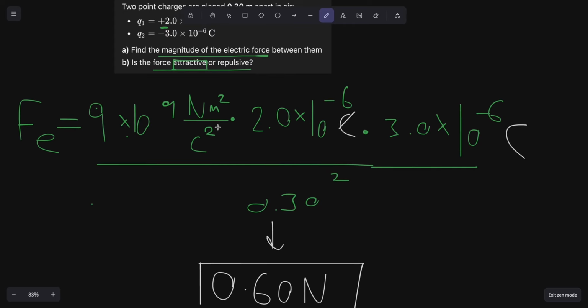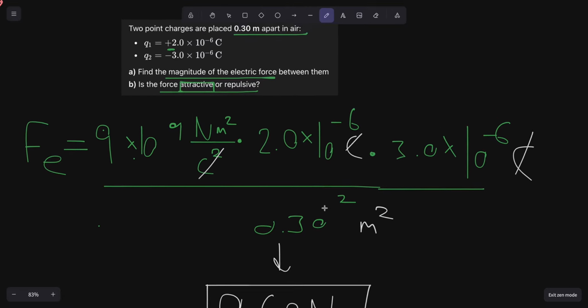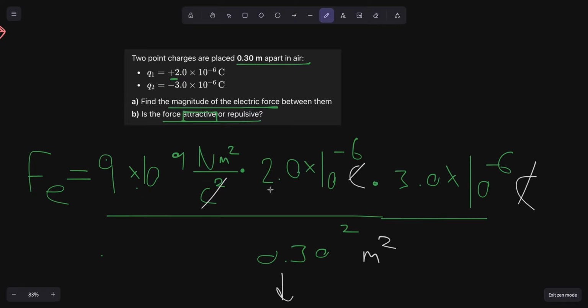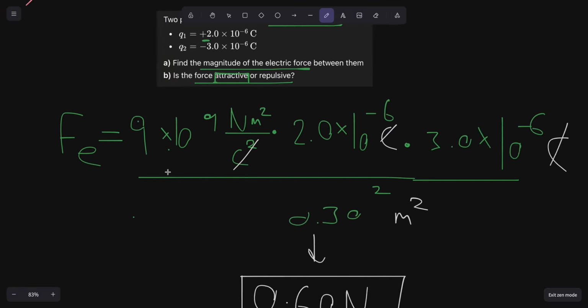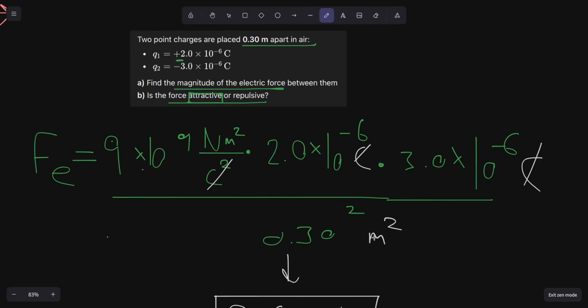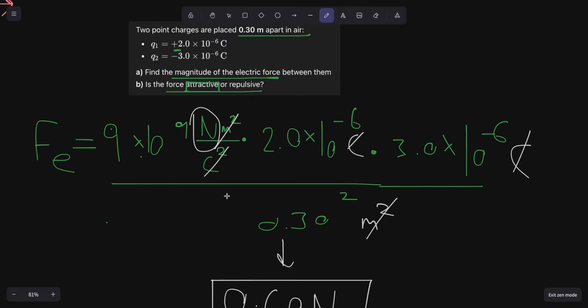So notice how the coulomb squared is canceled out with these 2 coulombs. And notice how the meter squared is in the denominator, because it's 0.30, the distance squared. So it's 0.30 squared, aka meter squared. The meter squared cancels out on the top and bottom. So you're just left with the newtons, okay?